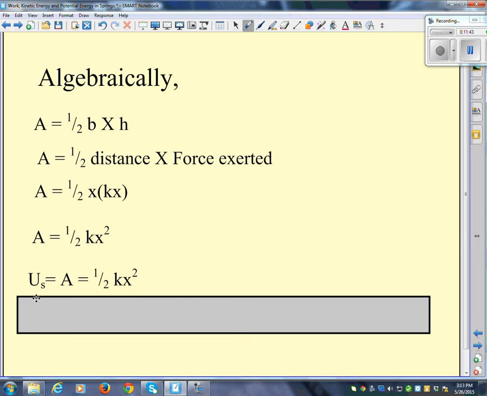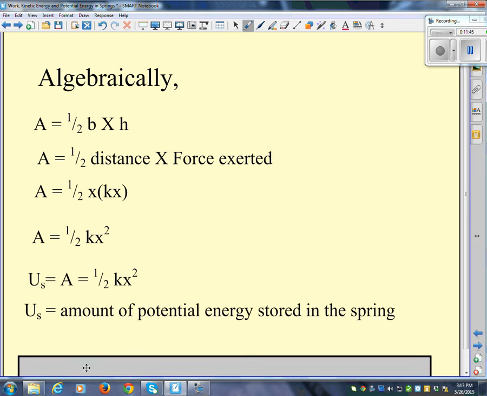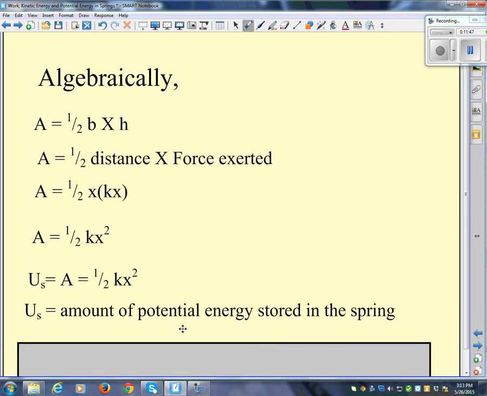Potential spring energy, Us, is the amount of potential energy stored in the spring, and that's equal to 1/2 kx squared. That's the formula. The potential spring energy is 1/2 kx squared.